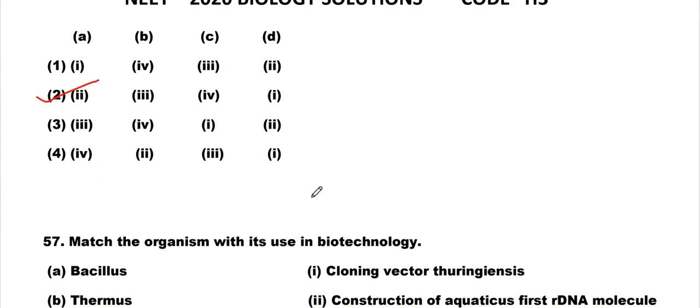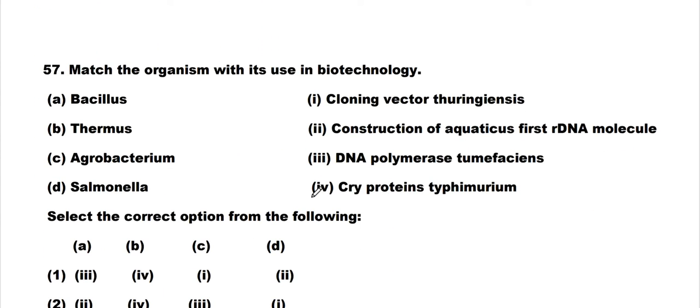Next, question number 57. This is also a matching question. Bacillus thuringiensis is a cry protein, right? You have to go with this. Next, Thermus aquaticus. So this question was moved here. This is Thermus aquaticus, right? You have to just consider this.